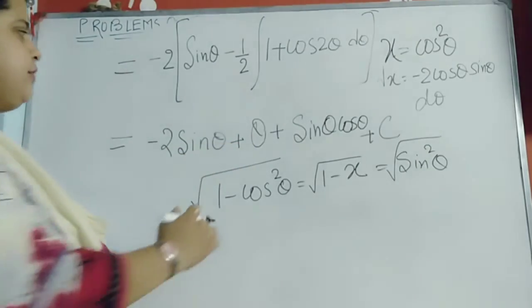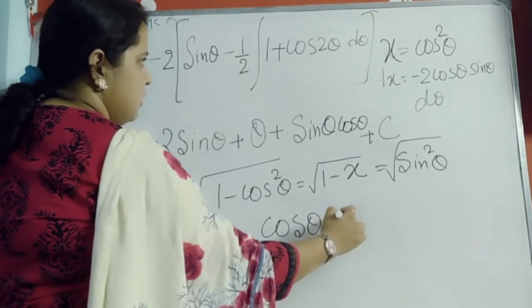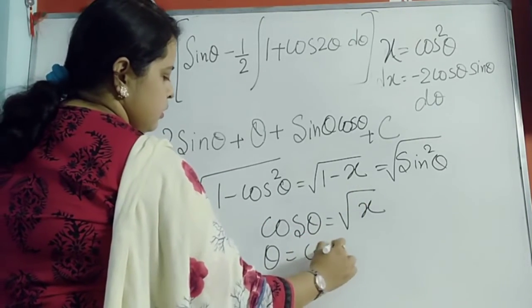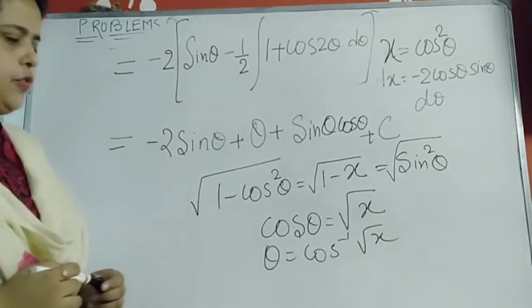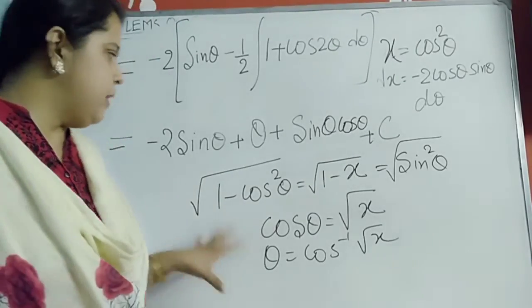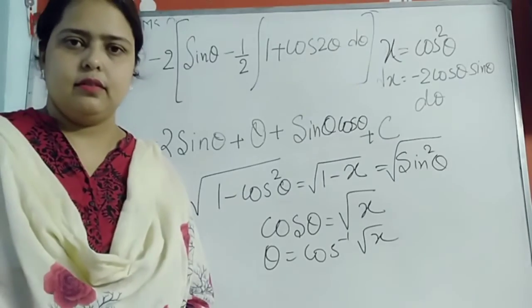So how can we find theta? If cos theta is root over of x, then what is theta? So I have shown you the conversion to the x variable also. So one by one you are going to substitute here with the plus c. This is going to give you the answer.